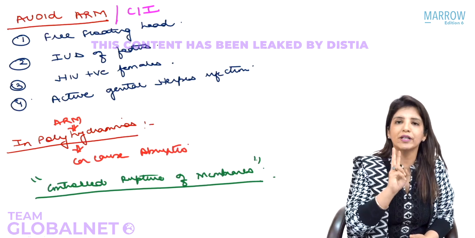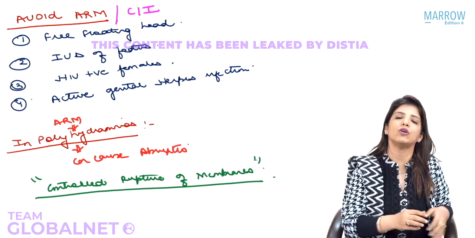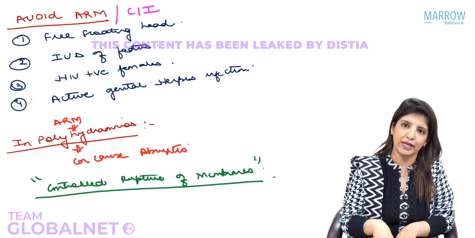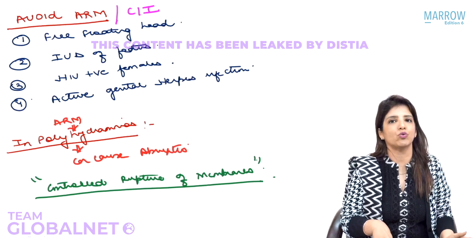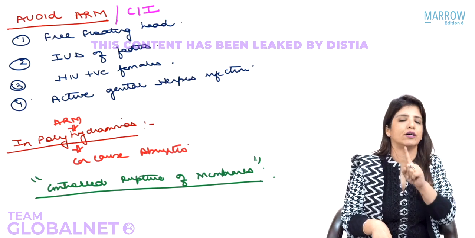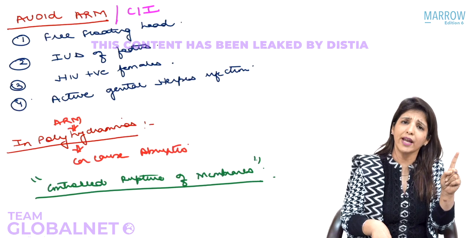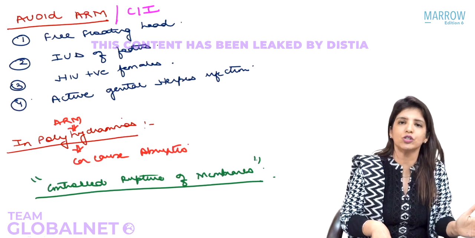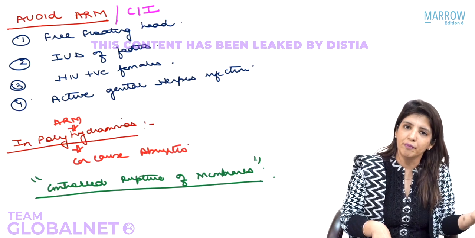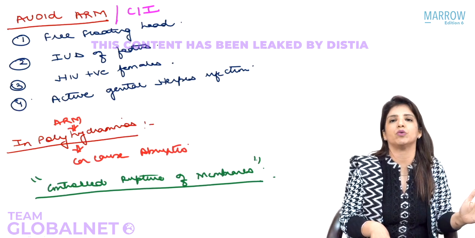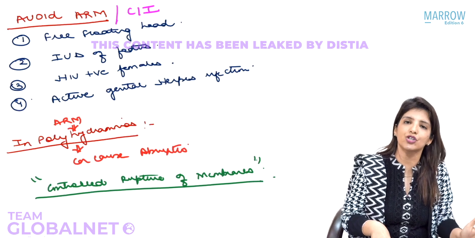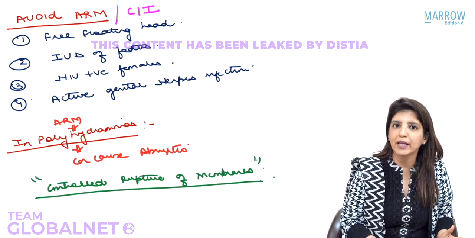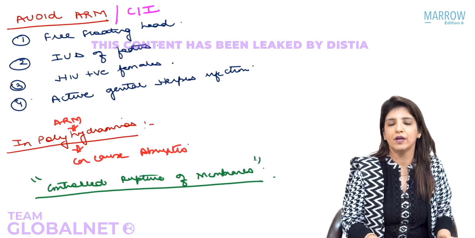So, there are two methods for augmentation of labor, oxytocin and artificial rupture of membranes. The other methods which I told you, the sweeping of the membranes, then Foley's catheterization, prostaglandins, oxytocin, then your mifepristone, all these were methods for induction of labor. Induction of labor is a very important topic, especially the Bishop score, right?